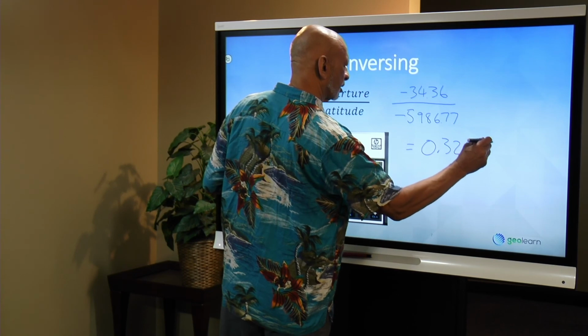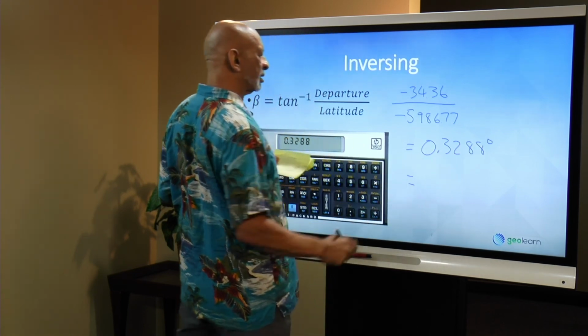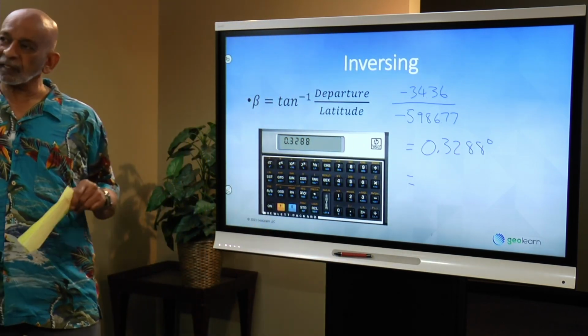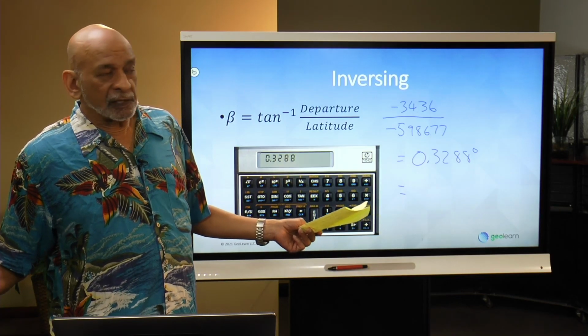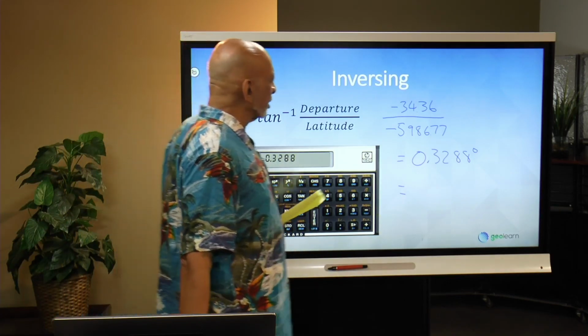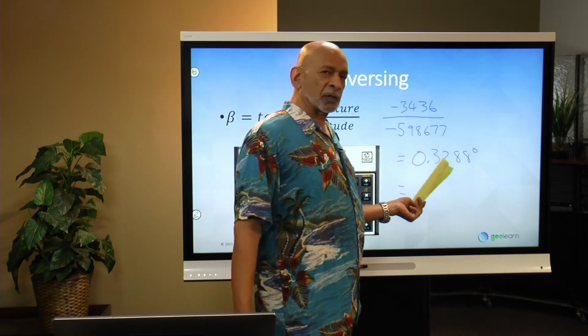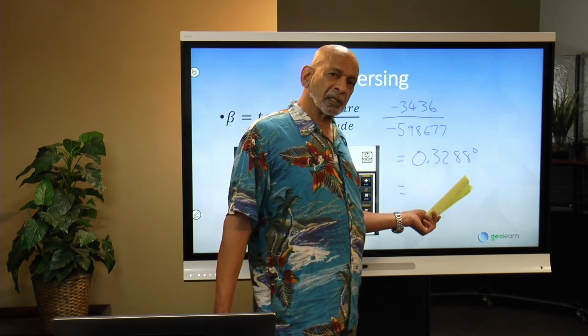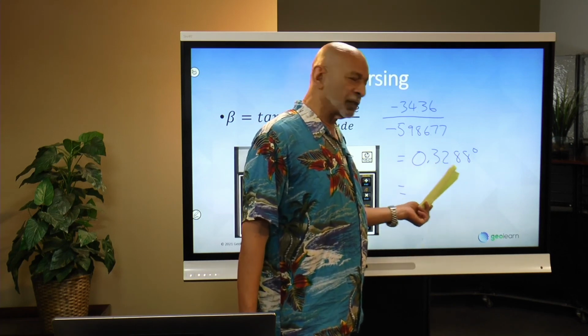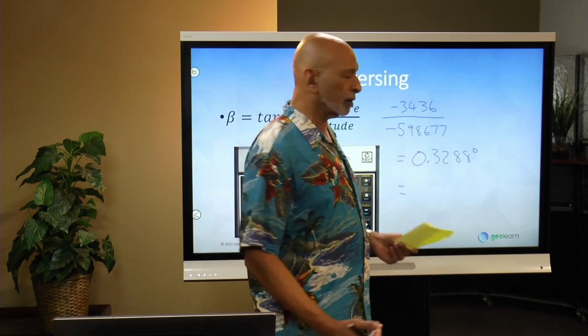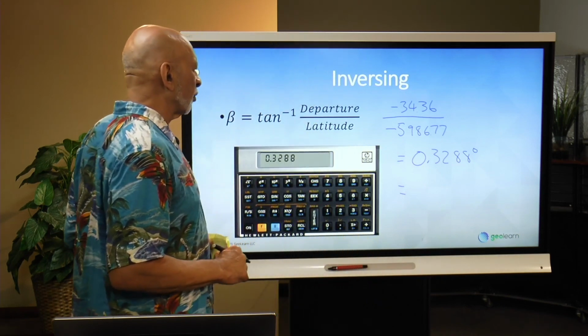3288 degrees. Now keep in mind that's not degrees, minutes, and seconds. On the exam, it's probably degrees, minutes, and seconds. Well, you know it's 0 degrees. Can you tell that it's more than 18 minutes, but less than 24, because it's 0.3 something. 4/10 of a degree would be 24 minutes.